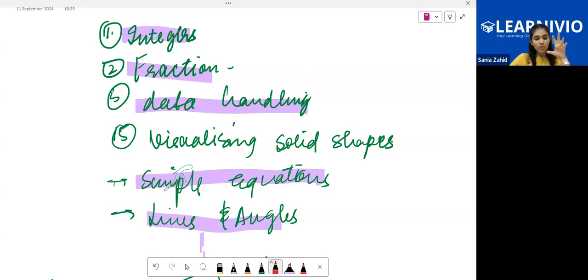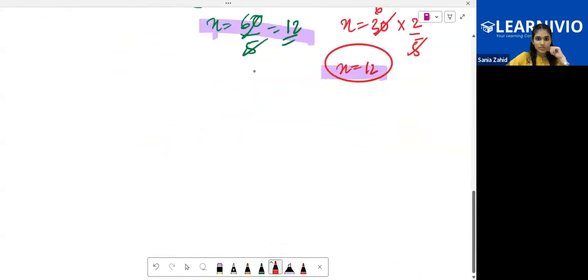Till now, we did fractions and we did simple equations. We have completed 2 chapters, right? Yes. Okay, so now we will do integers. And after integers, we will do data handling and then lines and angles. Then at last, we'll do solid shapes. Fine. Okay, ma'am. So today we shall be doing integers.